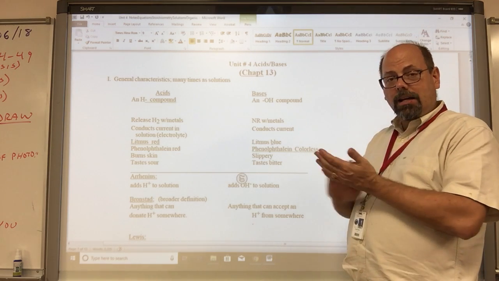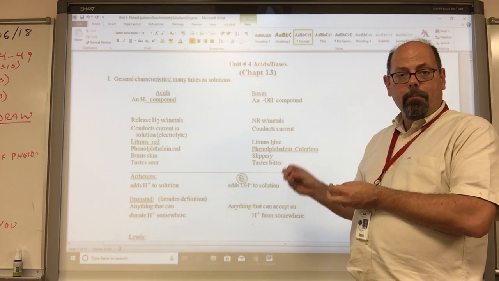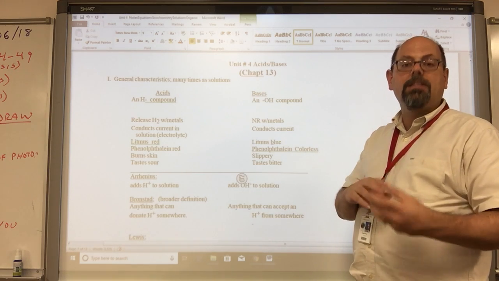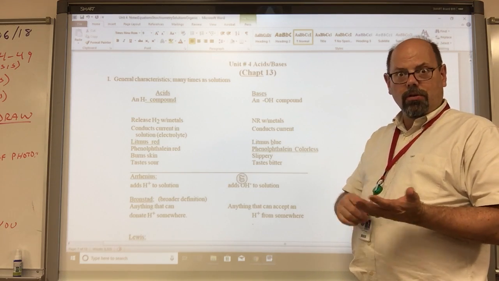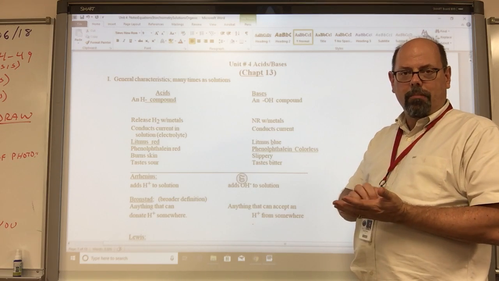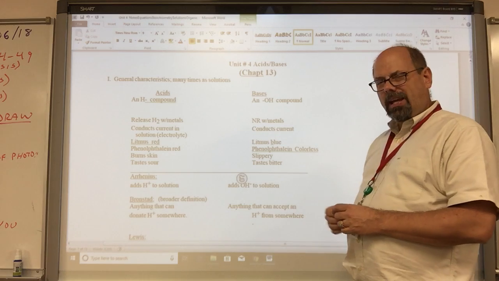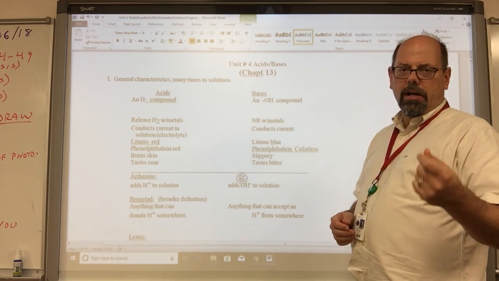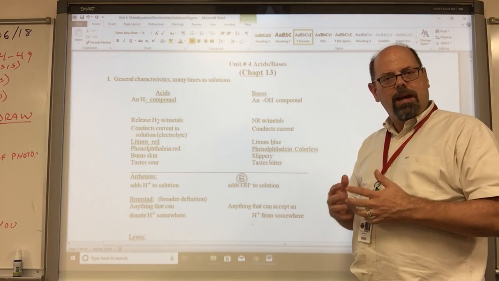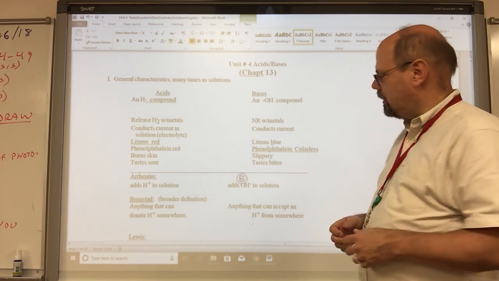If you touch a base, a lot of times it'll feel slippery like soap. Bases help break down proteins and fats, so that's what they do, and your skin will get a sore on it because it'll break that membrane down if you don't wash it off in a hurry, so it still will cause damage. They do taste bitter, and so dry wines and things like that are bitter because they have a base-like tannin compound in them.